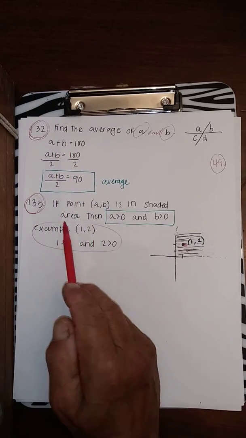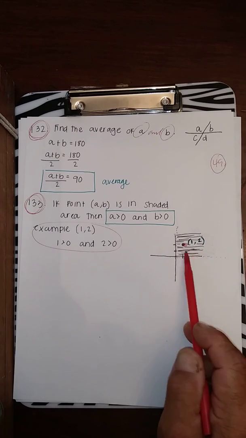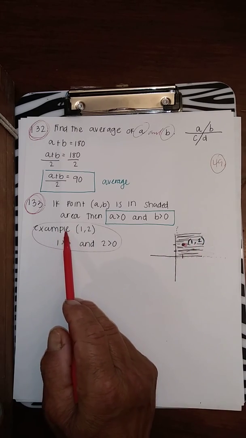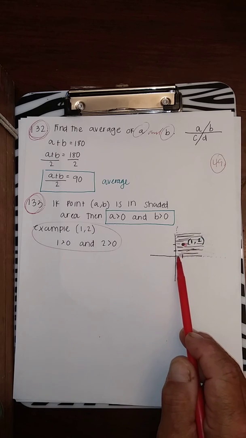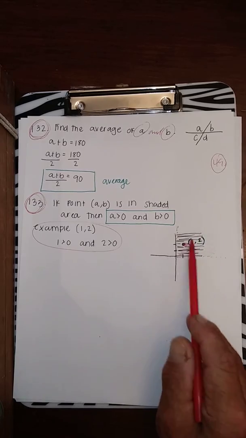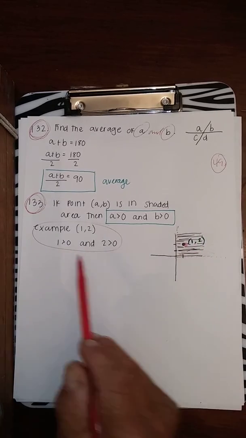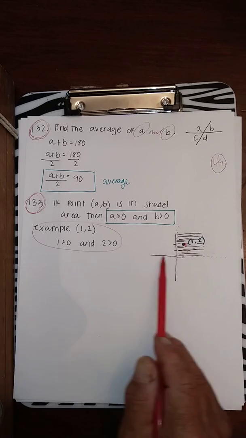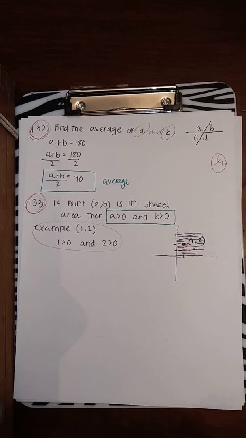If point A, B is in the shaded area, it's in here somewhere, in example 1, 2, then that means that A must be bigger than 0 and B must be bigger than 0. So it's in here somewhere. Anywhere in there, bigger than 0, bigger than 0. Example 1, 2 is in there. 1 is bigger than 0 and 2 is bigger than 0. It's in there somewhere. Infinite number of points are in there.